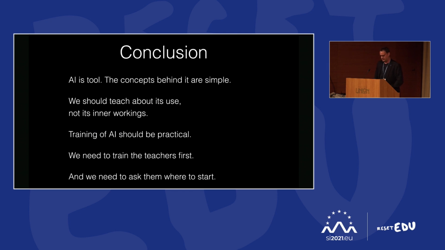Conclusion: AI is a tool, but the concepts behind the AI are simple. We should teach about its use and not about its inner workings. So this is only for enlightened ones. Training of AI should be practical. We need to train the teachers first, and most of all, we need to ask them, the teachers in school, where to start and how to help them.